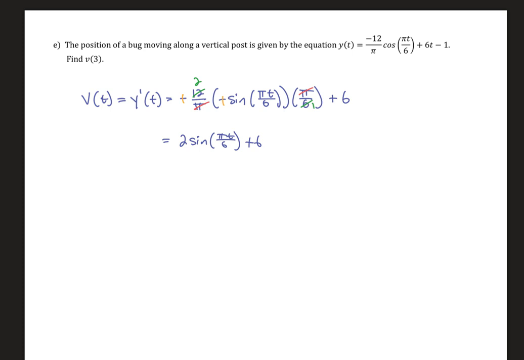Okay, so let's find v of 3. If you plug in 3 for t, this becomes pi over 2. Sine of pi over 2 is 1, so 2 times 1 is 2, plus 6 is 8. And that's the answer.